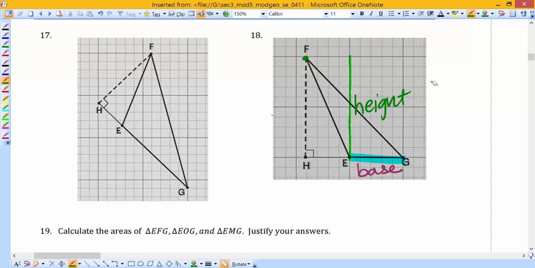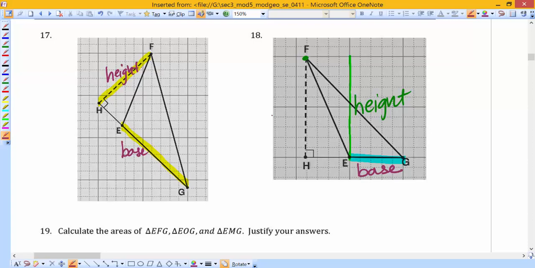Now, 17 is tricky. 17 is tricky because the first thing you should try and find is a horizontal base. There is no horizontal base. But what I am given is the height. I know that's the height because it's perpendicular to what could be the base. So I'm going to make EG my base, and I'm going to make FH my height. Unfortunately, I cannot count either one of those because they are not vertical or horizontal.